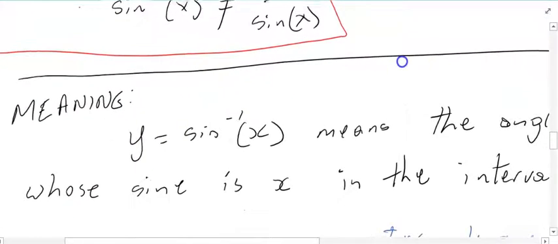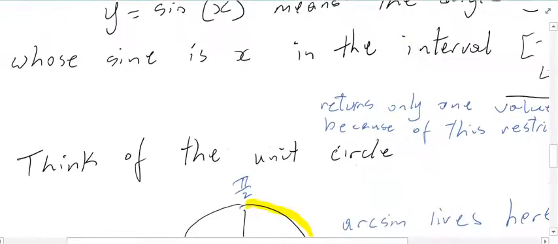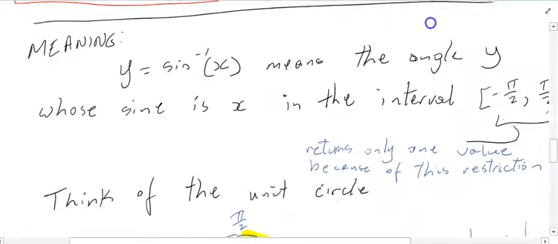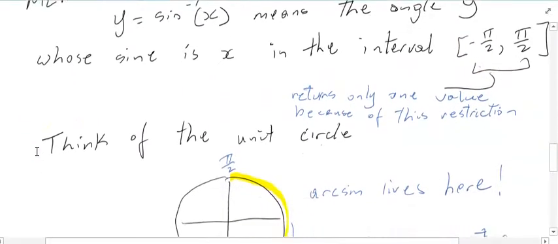Let's talk about the meaning of sine inverse of x. Sine inverse of x here means the angle y whose sine is x in this restricted interval, -pi/2 to pi/2 inclusive. Therefore, it will return only one value because of this restriction. Only one angle. Okay? Only one angle will be returned.